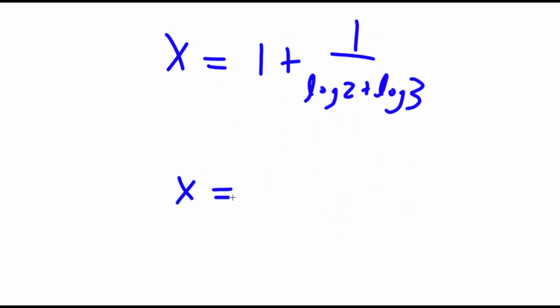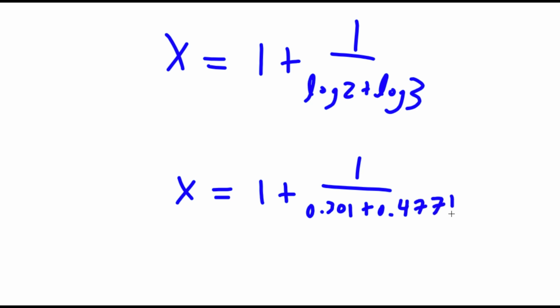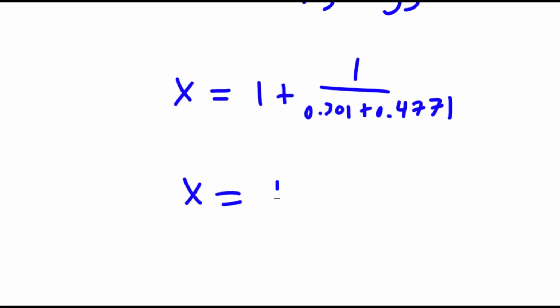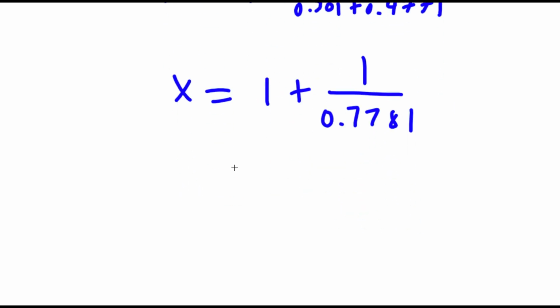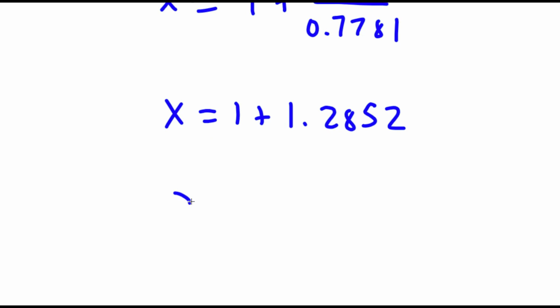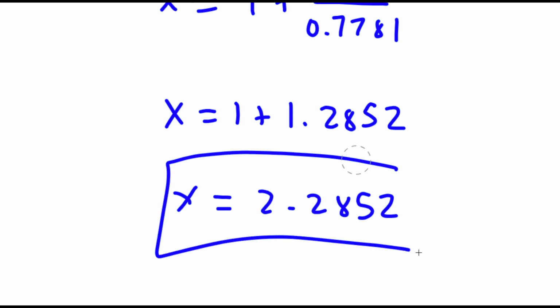And log 2, that's equal to 0.301. Log 3, that's equal to 0.4771. So x is equal to 1 plus 1 over 0.7781. Now 1 over 0.7781, that's equal to 1.2852. So 1 plus 1.2852 is equal to 2.2852. So this is my answer.